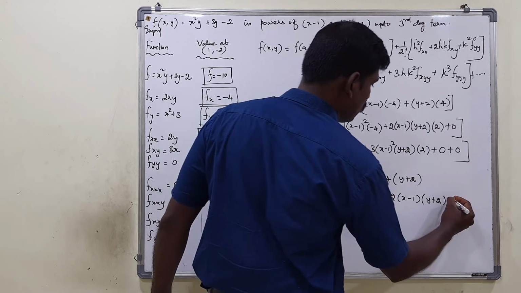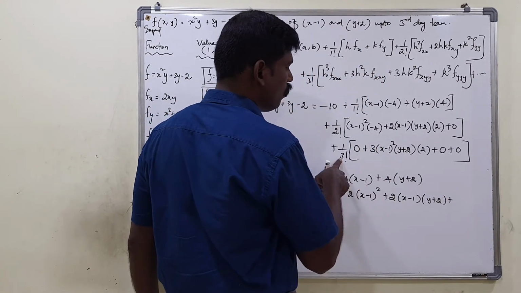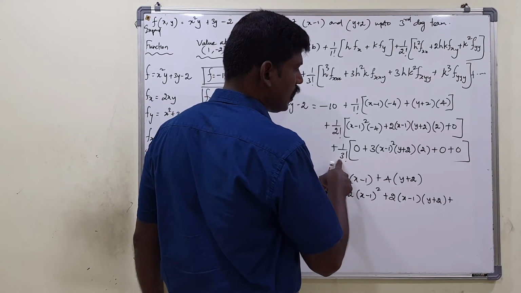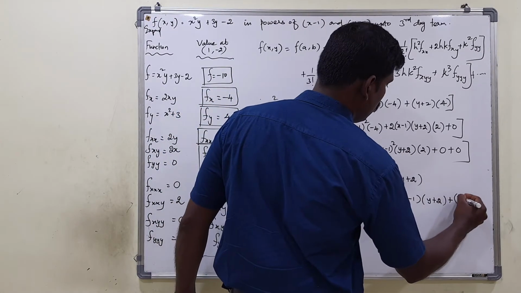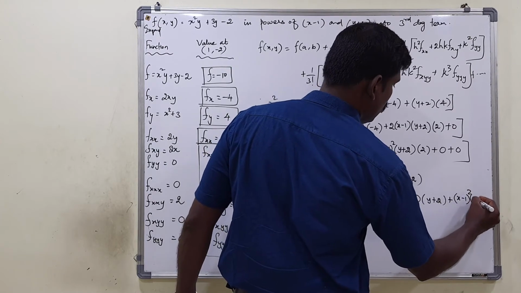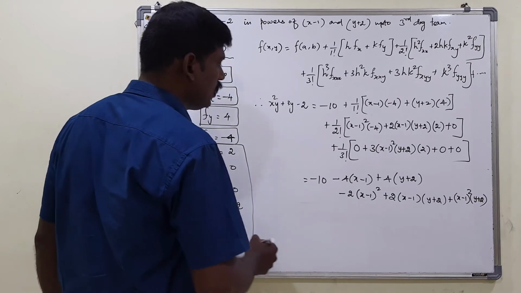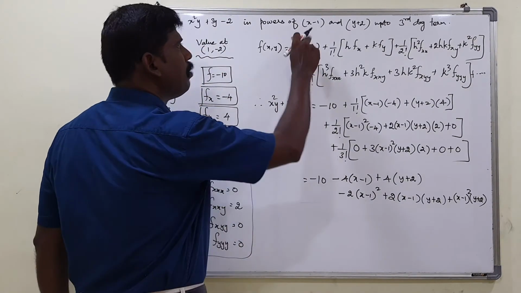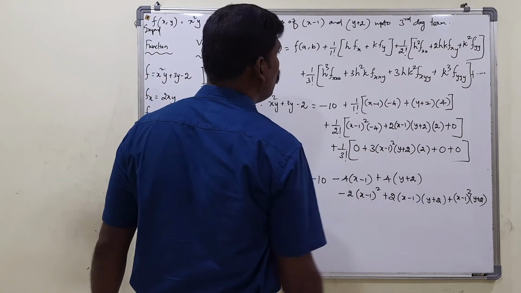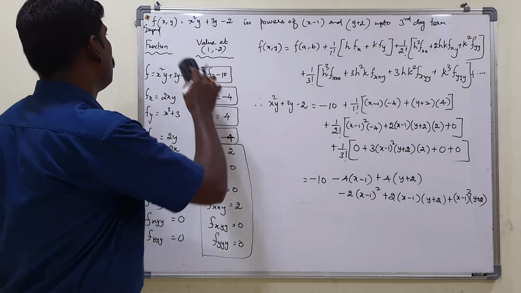And then plus 1 by 3 factorial, isn't it? 3 factorial is 1 into 2 into 3, it is 6. That 6 cancels with this 3 into 2, 6. So remaining is x minus 1 the whole square into y plus 2. So this is the Taylor series expansion of this function at (1, -2), or in powers of x minus 1 and y plus 2. That's a very easy problem, right? Next one.